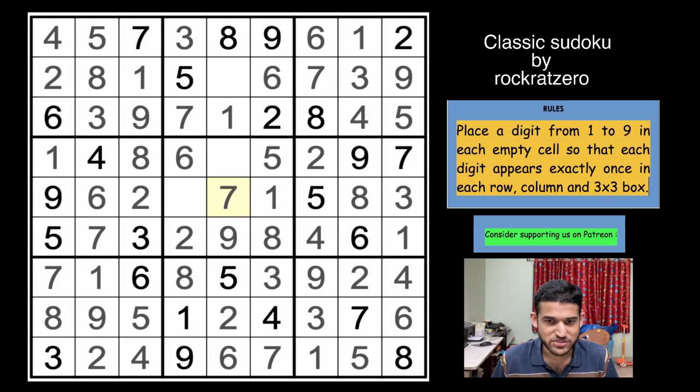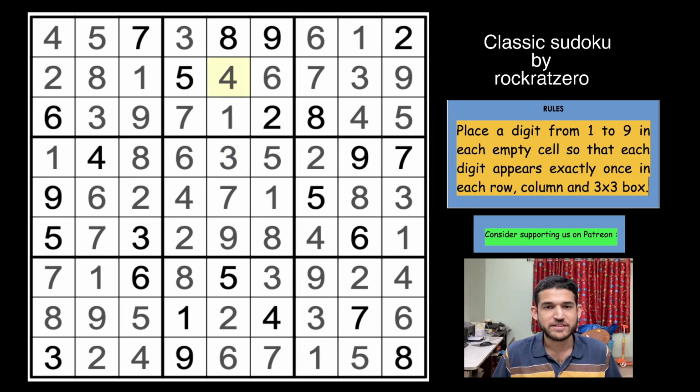7 goes here, 4 goes here, and that will be 3. Is it finished? Okay, this one. This is a 4. So with that, we have completed this really wonderful classic Sudoku.